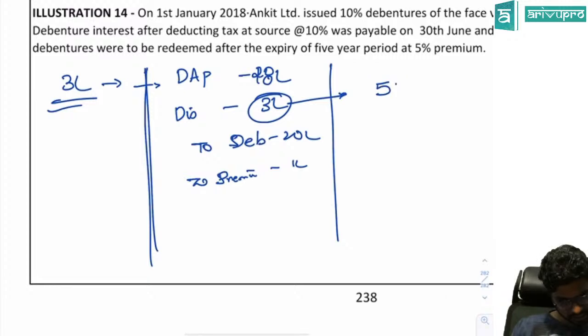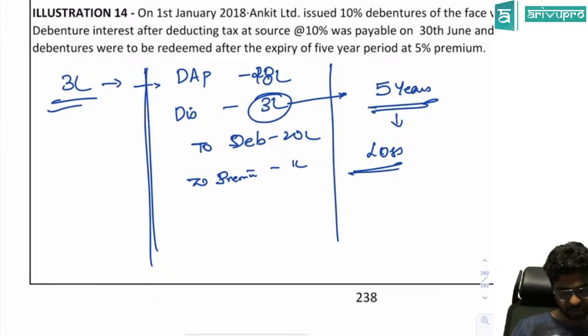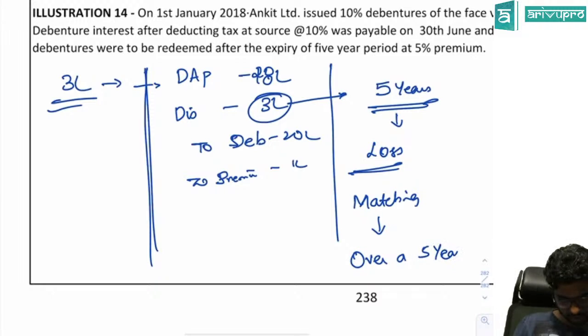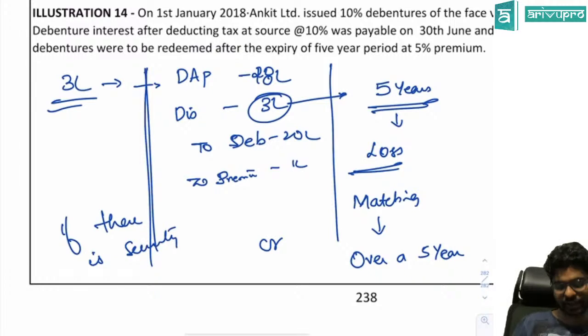This debenture is issued for 5 years. So since this discount is a loss, because of the matching concept, I will write it off over a period of 5 years. Or if there is a securities premium, I write it off against it. Are you clear?